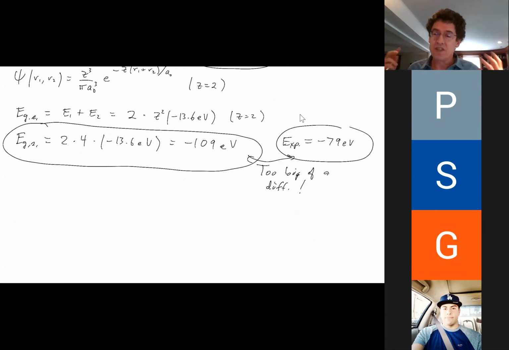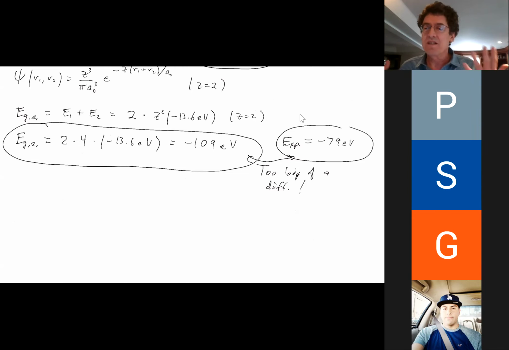And in the real world, basically, you're an experimentalist, you measure how much energy it takes to take those 2 electrons out of helium, and you go, oh my God, it's 79 electron volts. That's so cool. I measured it. And now I want to write a paper about it. But to write your paper, you have to analyze your data. So you made the measurement, and now you have to explain it.